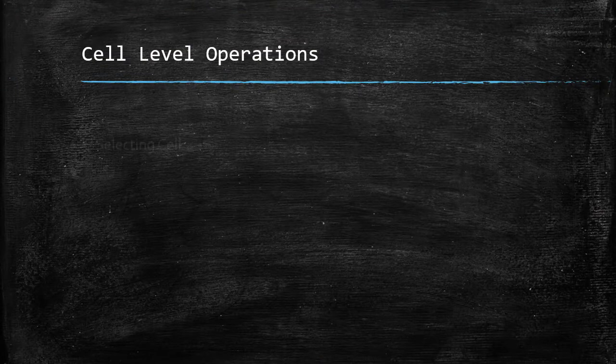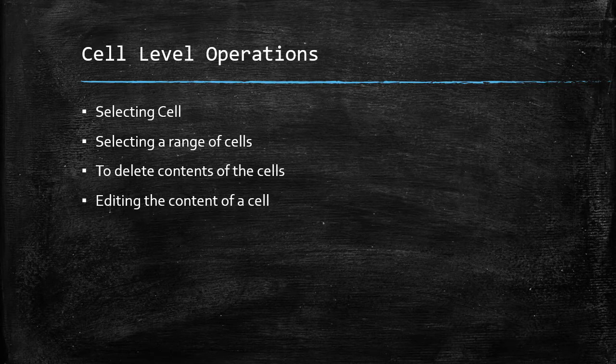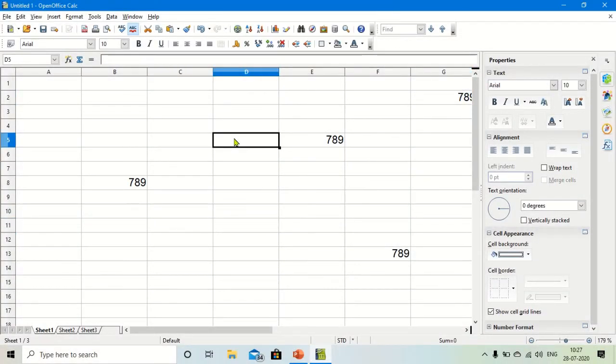Cell operations: selecting a cell, selecting a range of cells, deleting content of cells, editing the content of a cell, copying and moving. Selecting a cell. To select a cell, just simply click on the cell. You can see the cell is selected.